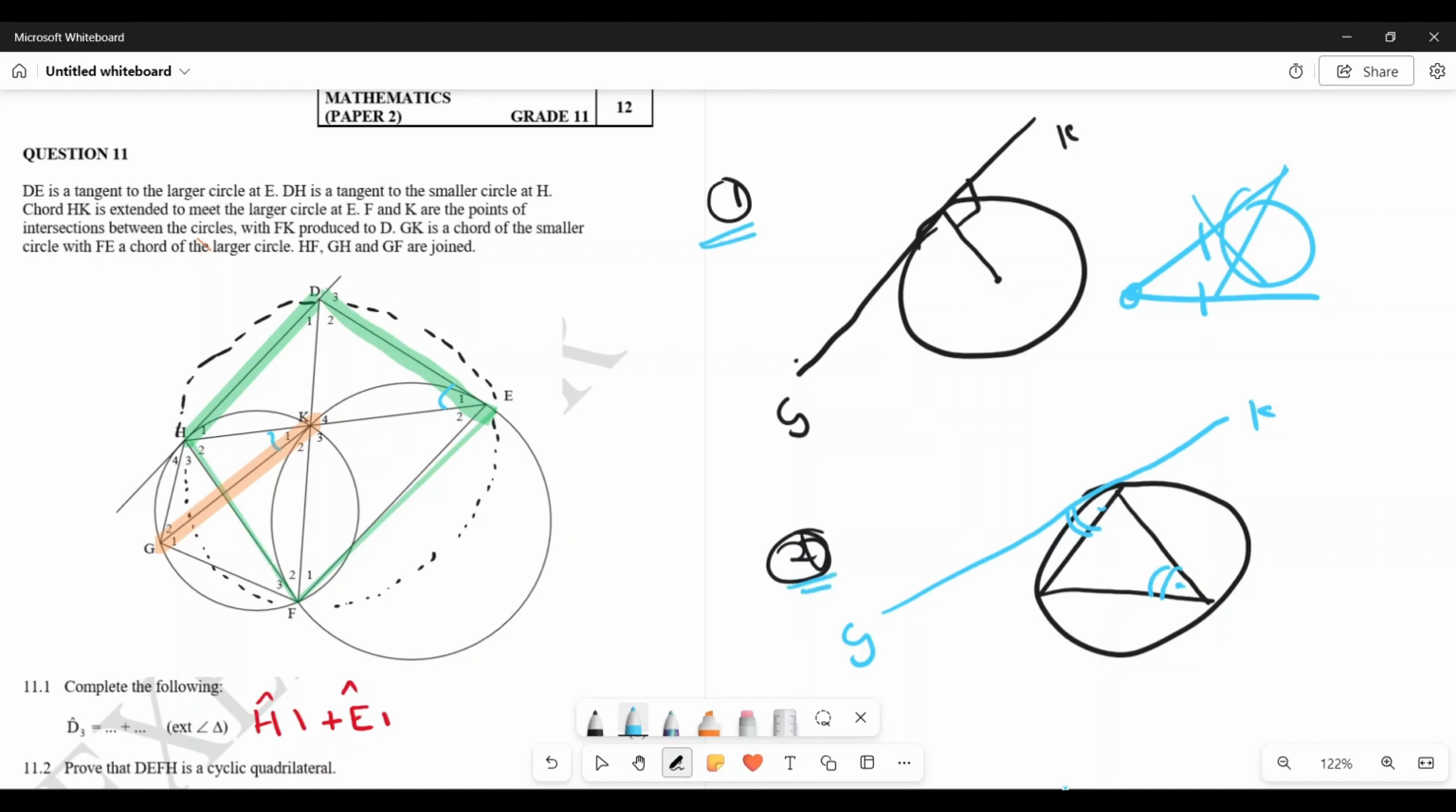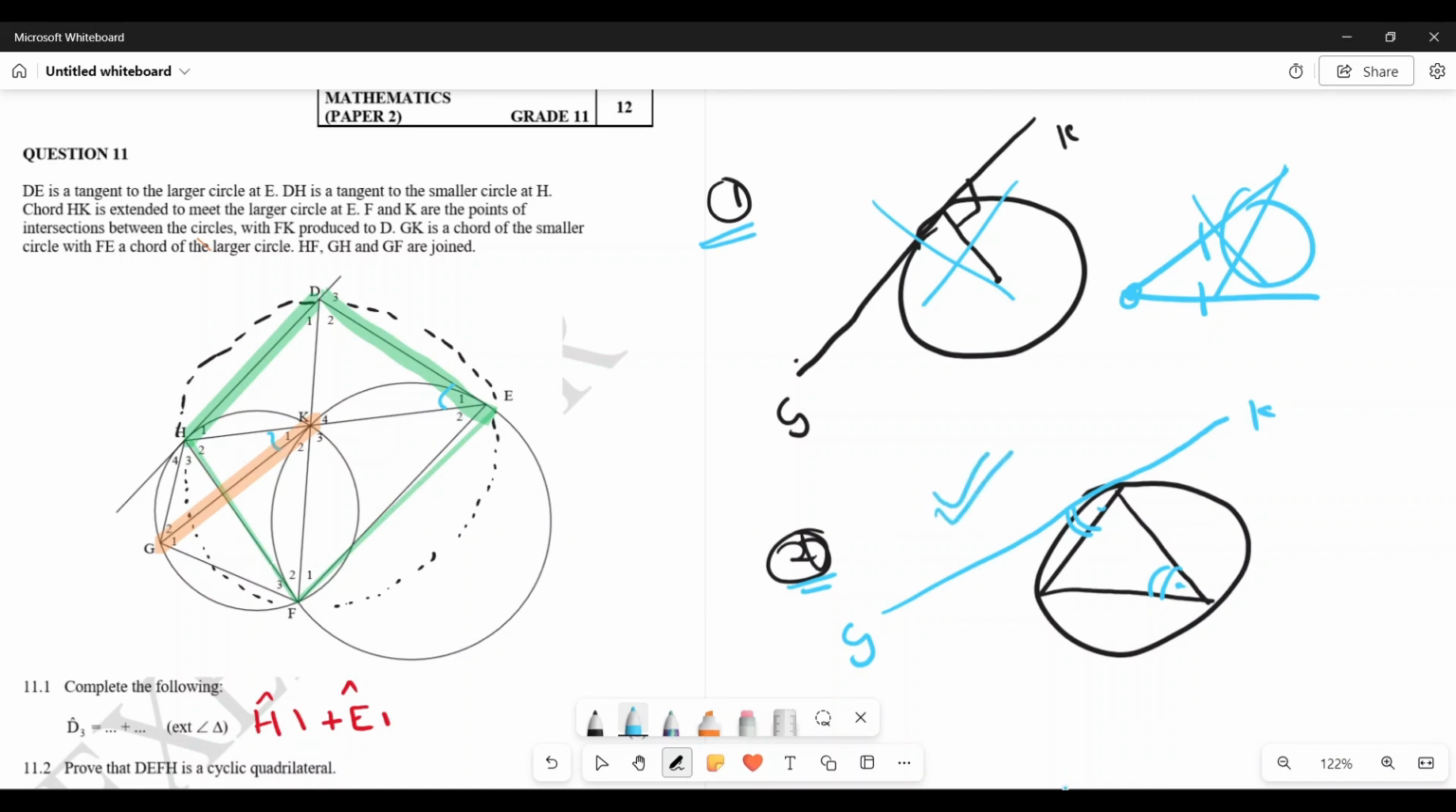Now this one, you can only use if you have radii. And in the big circle, I'm not told about a center. Remember, your radius is a line from the center to the circumference. Now, I don't have any line that goes from my center to the circumference in the big circle. So as a result, I won't be able to use this. So the only theorem that I'm left with using is this one, the tan chord theorem.